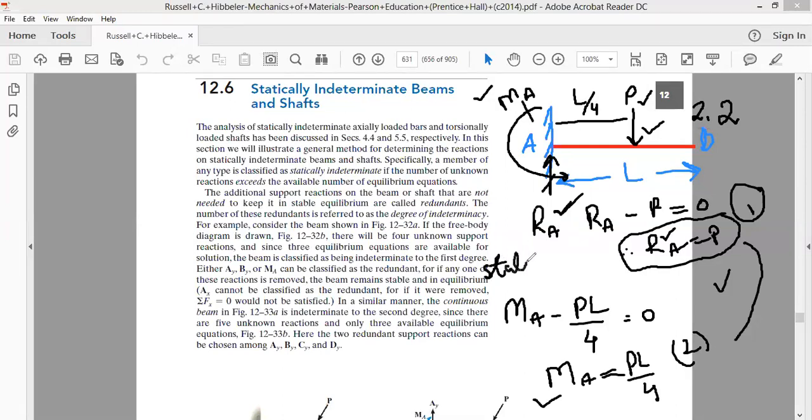This is statically determinate because our number of unknowns is equal to the number of equations. When we say this is a statically determinate case, it simply means that the number of equations is equal to the number of unknowns. So we can say the number of equations is equal to the number of reactions we have. Therefore, this is a statically determinate case.